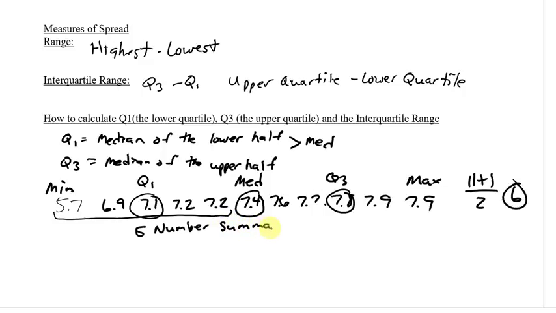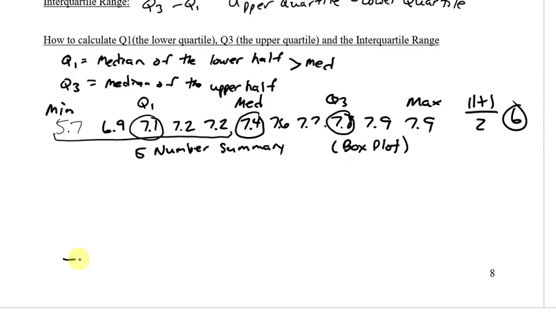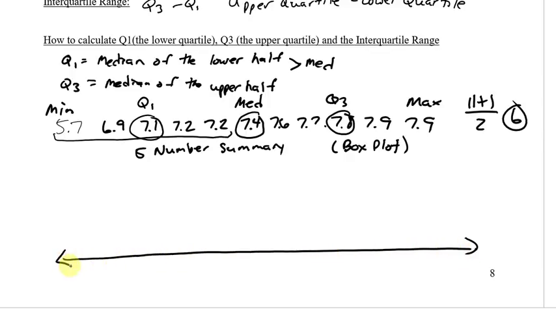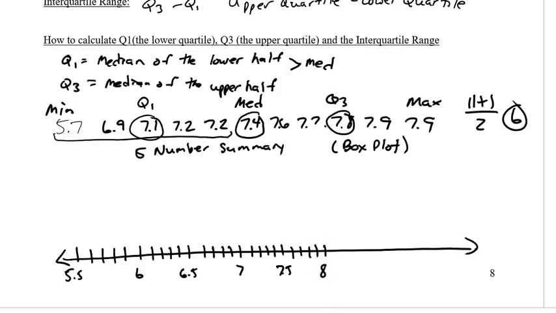And we're going to make what's called a box plot, which is a graph of the 5-number summary. And to do that, we start with our number line, and I'm going to start here at 5.5, 5.6, 5.7, 5.8, 5.9, and 6, and 6.5, and 7, 7.5, and 8. Okay, and then we start by graphing our minimum 5.7, which is right here, and we just put a line.